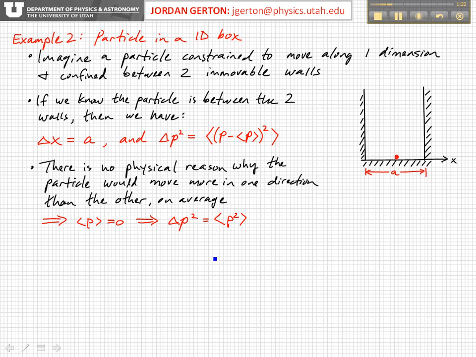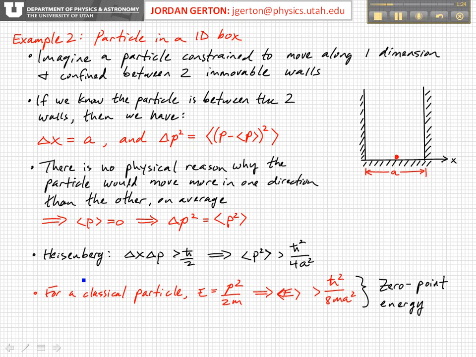All right. So the Heisenberg uncertainty relationship tells us that delta x delta p is greater than h bar over 2. Here we're talking about a single dimension, so h bar over 2 seems most appropriate. And so if we solve for delta p and then square that and plug in for delta p squared, we plug in p squared, we get p squared is greater than h bar squared over 4a squared.